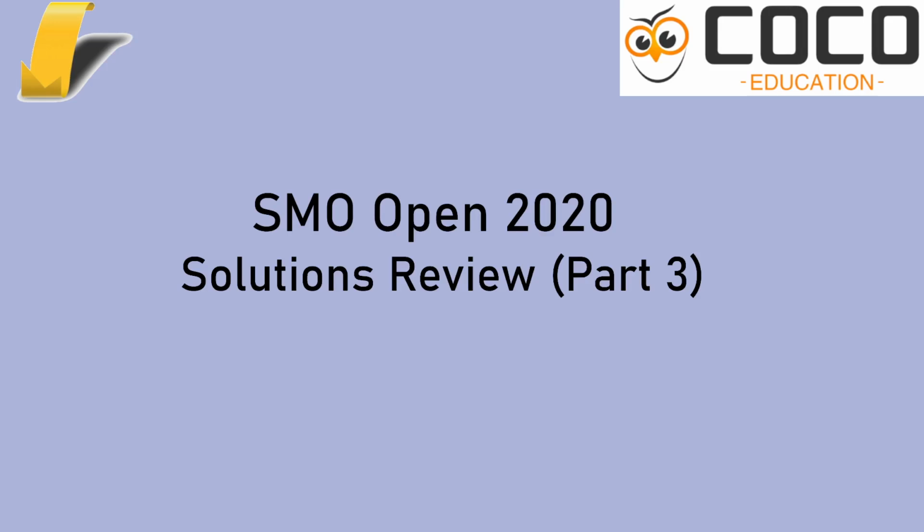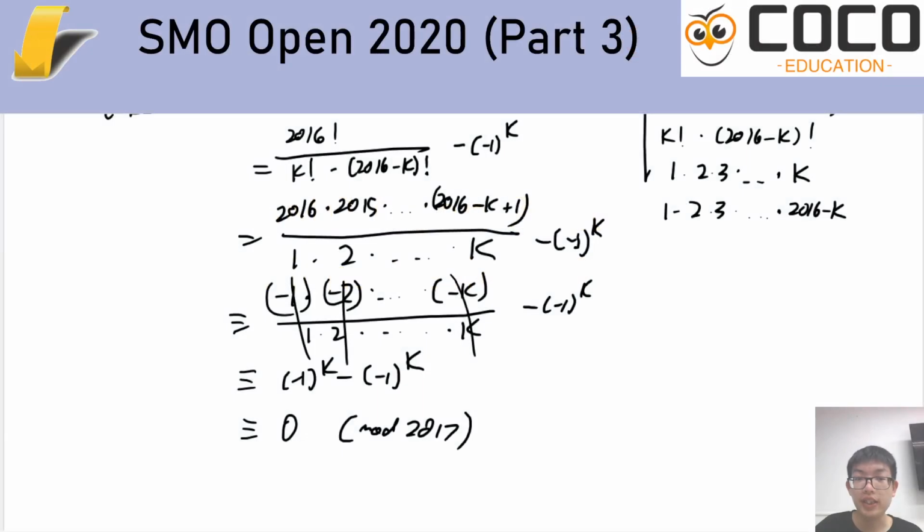Hello. We are going to finally finish talking about the SMO Open 2020 paper. As of now, we last stopped at question 18, which had a pile of modular arithmetic and sort of augurs a bunch of not too easy questions in the back half.